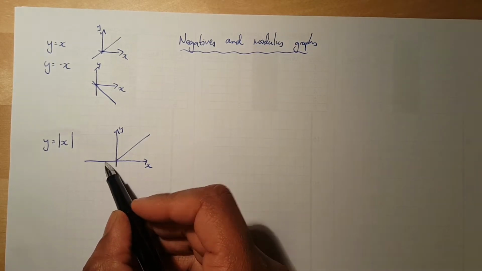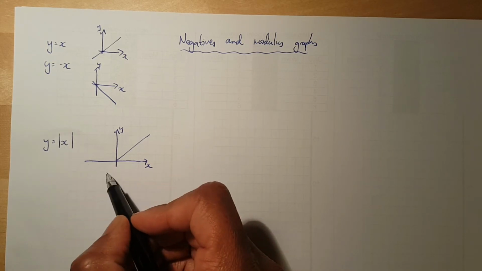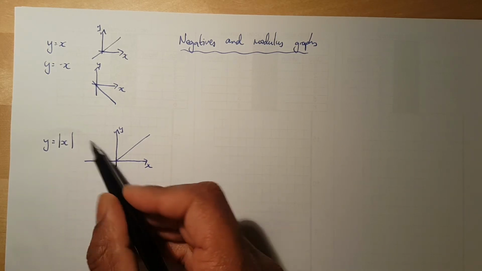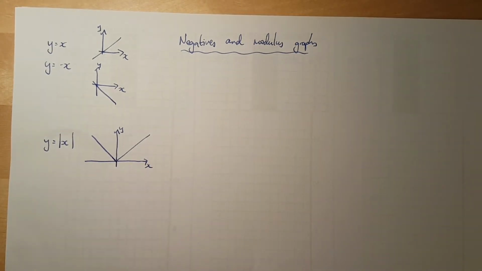For negative x, whatever my negative x value is, I take the magnitude of it, so I ignore the negativeness of it and simply make it positive. So it looks like that, and that's a graph of y equals the modulus of x.